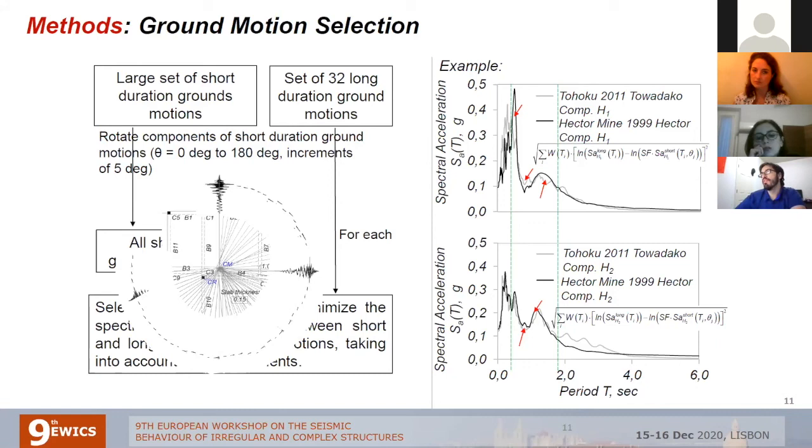For each short duration ground motion, we made an algorithm that included the rotation of that ground motion over a whole 180 degrees, and by scaling the short duration ground motion, we compared its response spectrum to the one from the long duration ground motion. With that, each short duration ground motion had an associated rotation factor and scale factor. We did that for the two components of the ground motion, east-west and north-south. Here we have an example of a long duration ground motion in gray and a short duration ground motion in black, and this was the equation to identify the discrepancy between both.